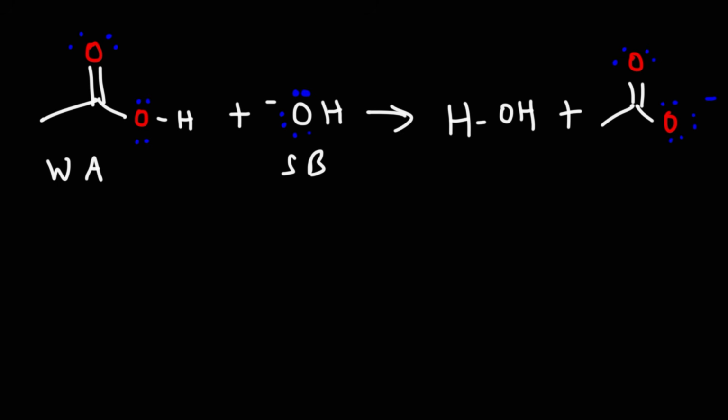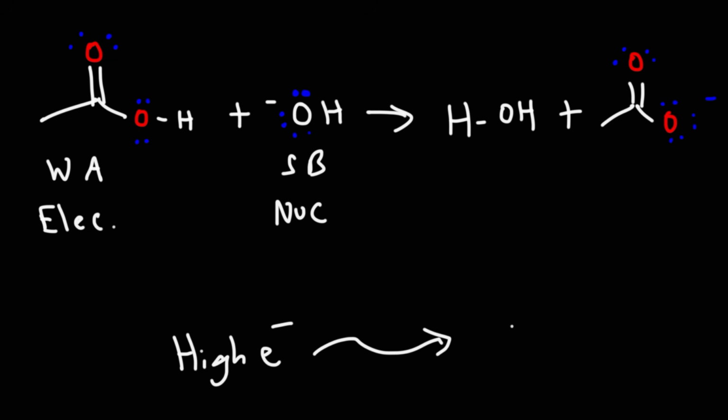Now, when drawing the arrows, you want to draw the arrow from the nucleophile to the electrophile. The nucleophile is typically the base, generally speaking. It is the molecule that is electron rich. The electrophile is typically the acid, and it's usually electron deficient, or electron poor. So when drawing the arrows, electrons will flow from a region of high electron density to a region of low electron density. In other words, it usually goes from a nucleophile to the electrophile.